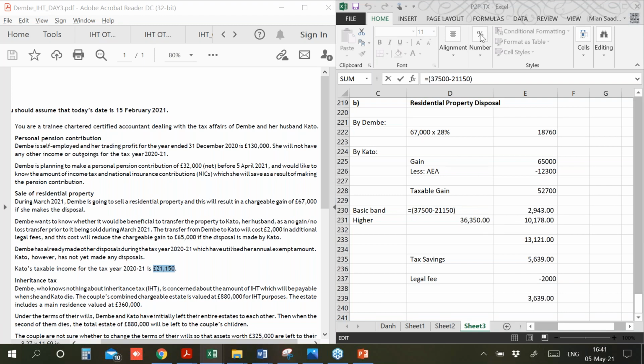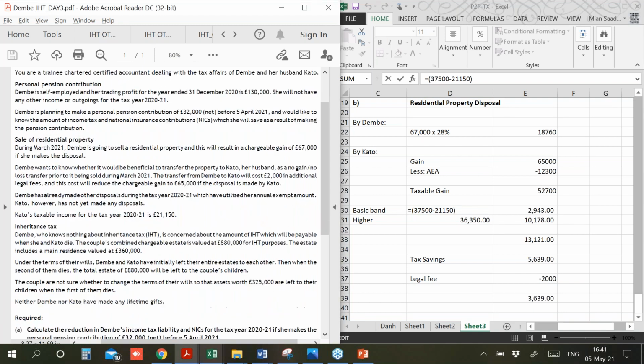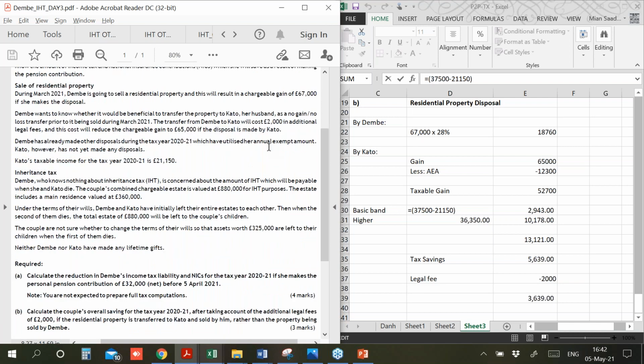Okay, so we'll move on to the last part that deals with inheritance tax. Dembe, who knows nothing about inheritance tax, is concerned about the amount of IHT which will be payable when she and Cato die. The couple's combined chargeable estate is valued at 880,000 for the purposes of IHT. The estate includes a main residence as well at 360,000. Under the terms of their wills, Dembe and Cato have initially left their entire estates to each other. Then, when the second of them dies, the total estate of 880 will be left to the couple's children.